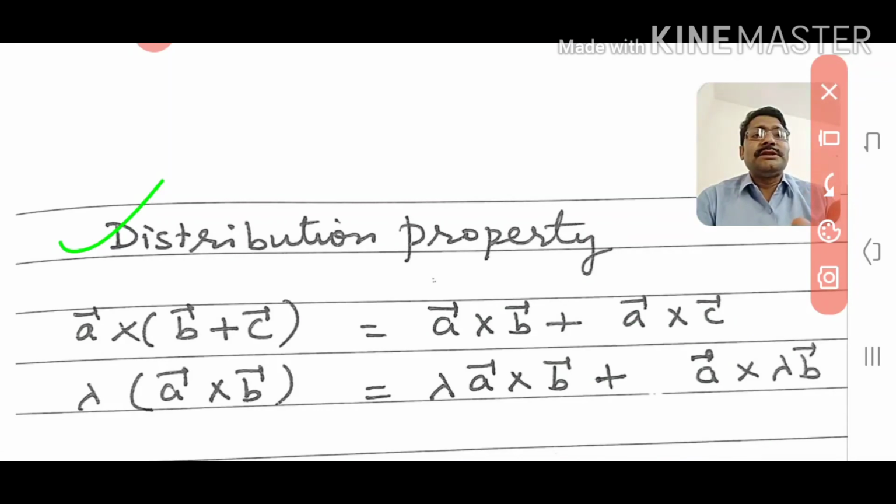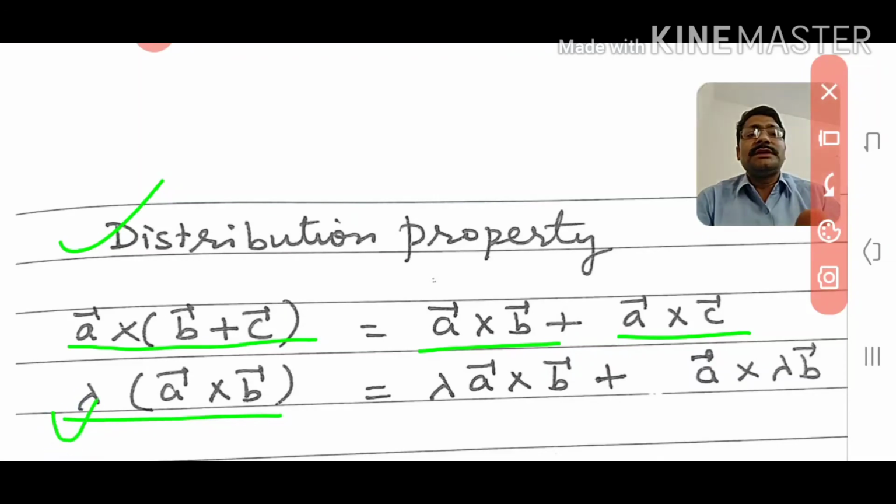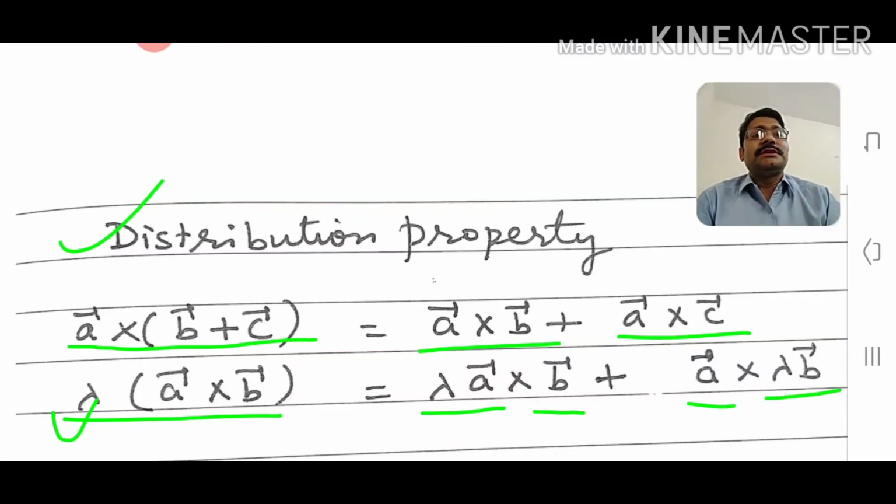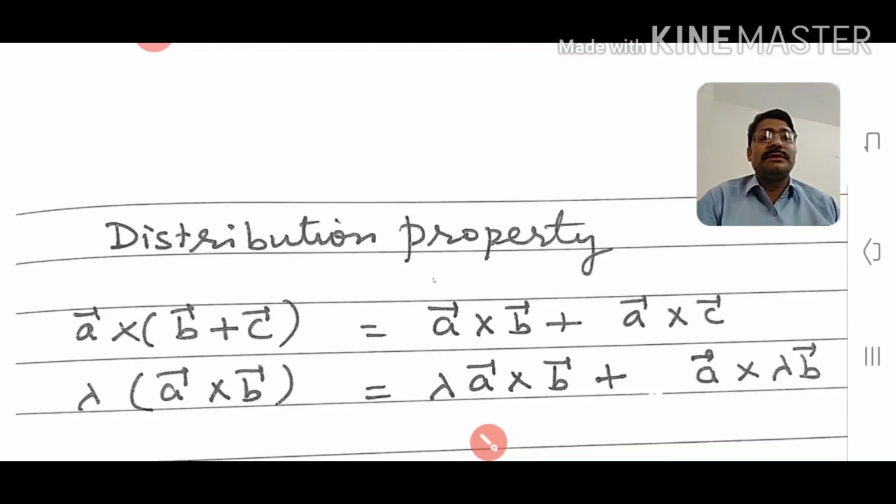You can understand the distribution property: A cross (B plus C) will be A cross B plus A cross C. And lambda times (A cross B), where lambda is a scalar quantity, equals lambda A cross B, which equals A cross lambda B. You can write either. If you apply these formulas very carefully, you can do all the questions of the exercise. It is very simple for you if you understand these formulas.